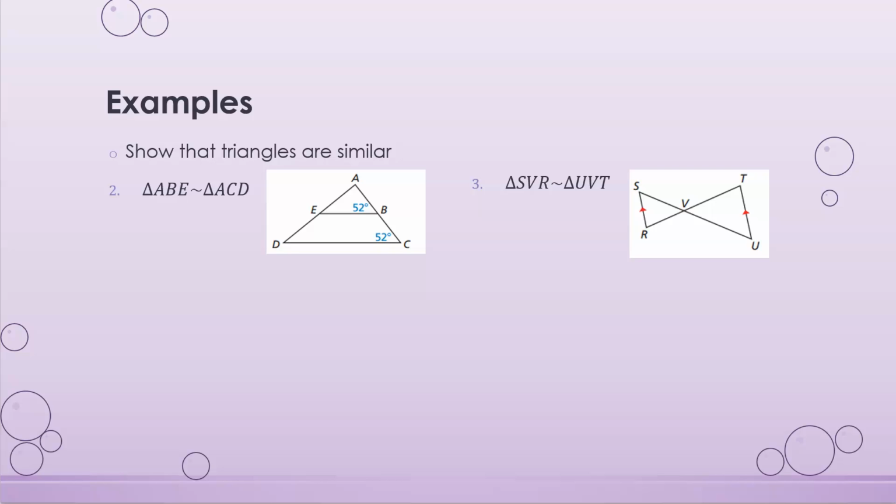Okay, these ones want me to show that they're similar. So I have angle A is congruent to angle A for both triangles, because I have this giant one, and then I don't know how to change my pen color, so I'm just going to draw it up here. Then I have A, E, B. So that's congruent by reflexive.